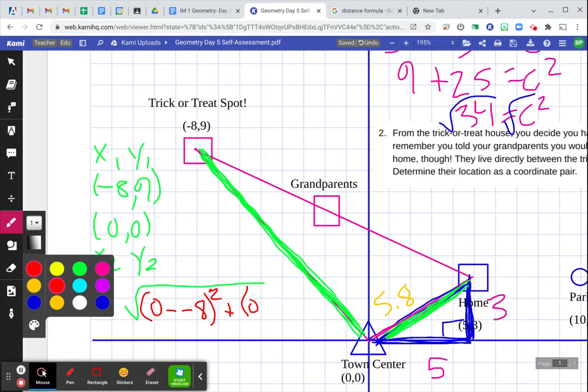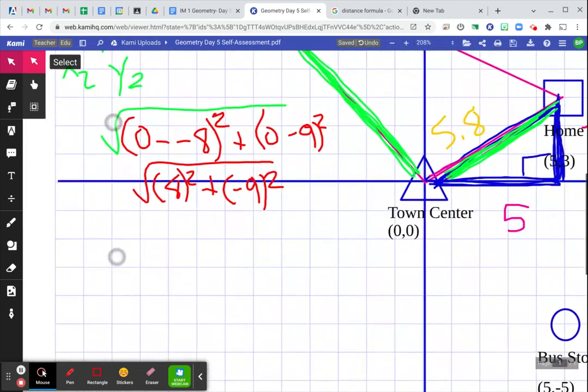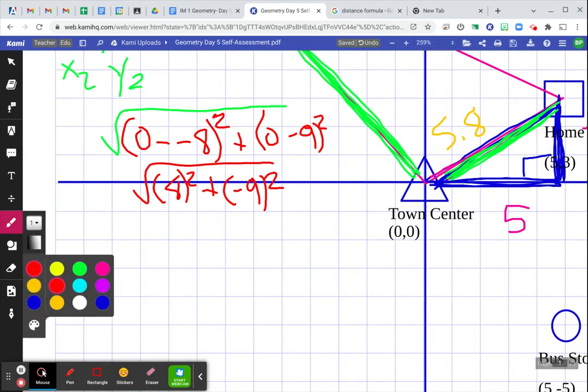y2 minus y1, which is 9, okay? Square it. And then as we work our way through here, 0 minus a -8 is going to be a +8 squared, okay? Plus a 0 minus 9 is going to be -9 squared, okay? And let's just keep on working our way down here with these calculations. Let me go back to my pen. So we're looking at the square root of 64 plus 81. That's going to be a +81 here because a -9 squared is a -9 times a -9, which gives us a +81.